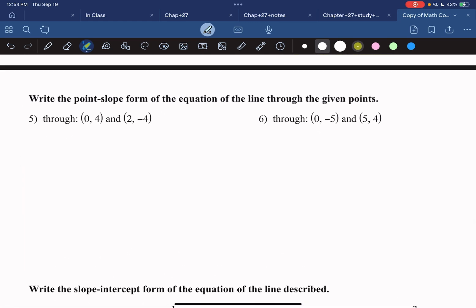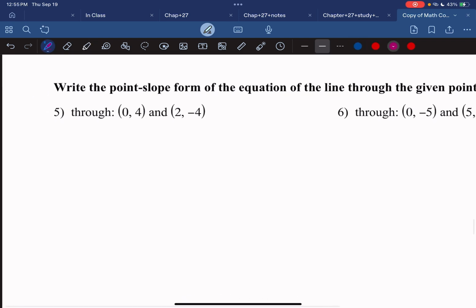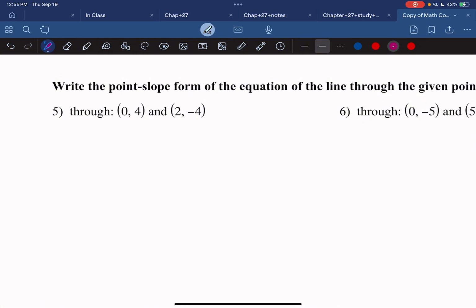Write the point-slope form of the equation of the line through the given points. We've been working with point-slope this entire time, so you should be pretty familiar with this. In these two questions, it's just asking for point-slope. Don't solve for anything else, don't distribute anything. You have to leave it in point-slope. First, let's find the actual slope. How do you find slope? y2 minus y1 over x2 minus x1. Let's label them x1, y1, x2, y2.